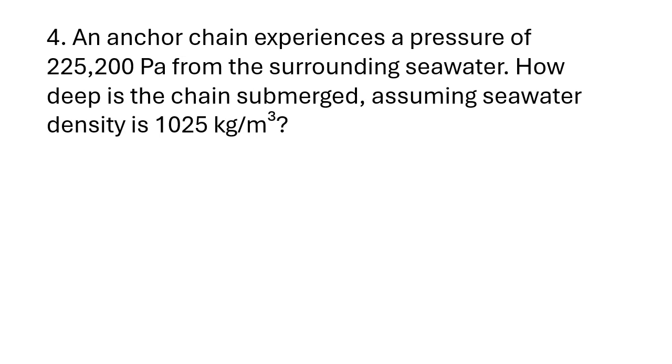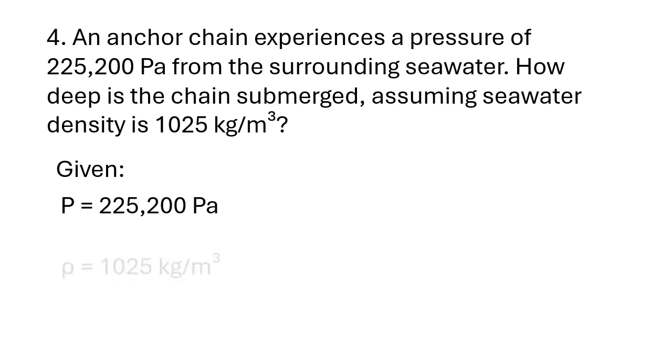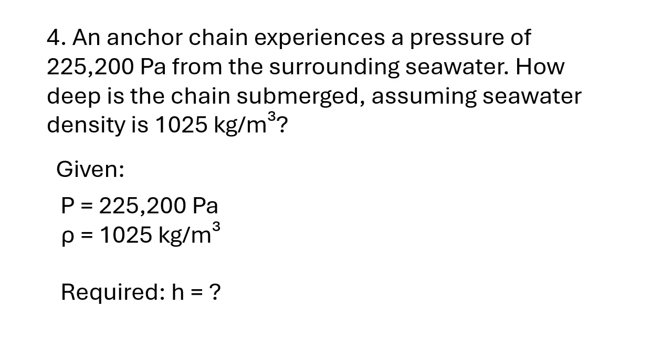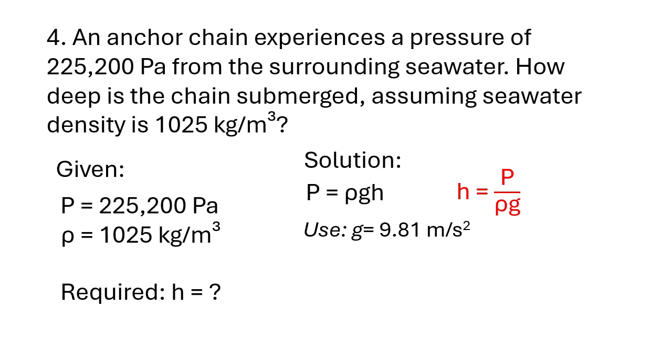First, let's identify our given information. We have pressure amounting to 225,200 pascals and density of seawater, which is 1,025 kilograms per cubic meter. We are asked to find the height. Again, from the previous example, we already know that from this equation, we can derive the formula for height, which is pressure divided by the product of density and gravity. Again, remember to use G equals 9.81 meters per second squared.